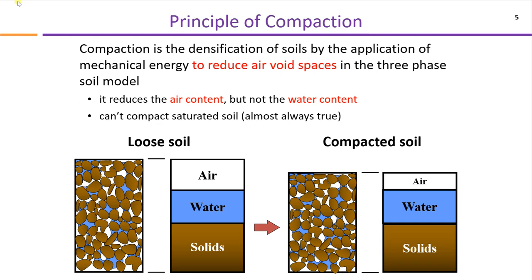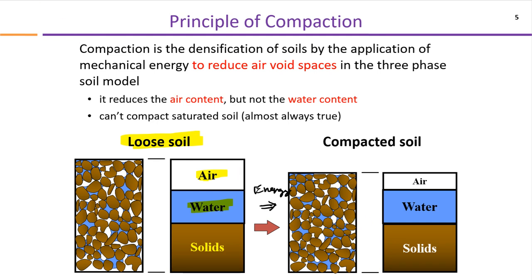So the purpose of this compaction is to remove the air. If this is a loose soil, and soil has three phases: solid, water and air. These can be represented as a three-phase diagram. Solid is separated, water is separated, and air is separated. And when the compaction is done, when we give the energy, the air is going to go out.